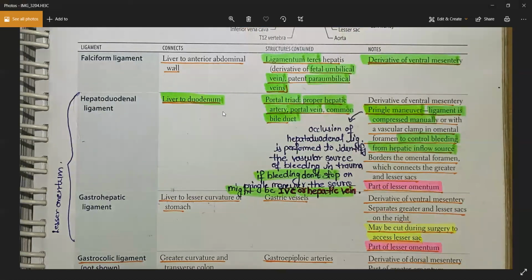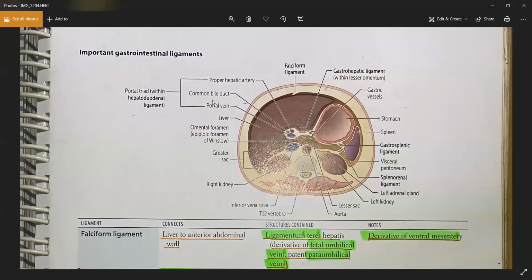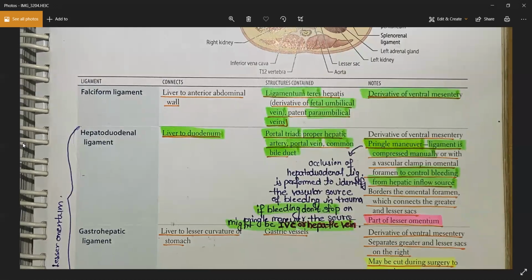Now you need to know about the Pringle maneuver. Very important. Whenever you have bleeding in the abdomen, and you suspect that the bleeding could be from the portal triad, either from the portal vein or from the hepatic artery, what you're going to do is clamp the hepatoduodenal ligament. You will compress this ligament because it contains the vein and the artery.